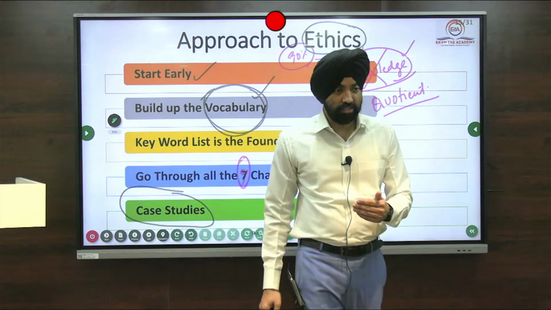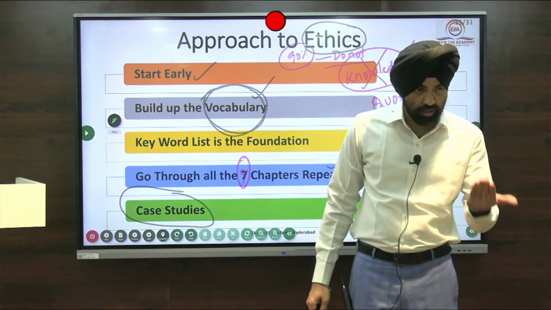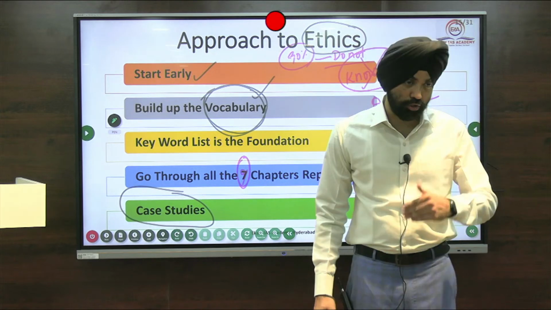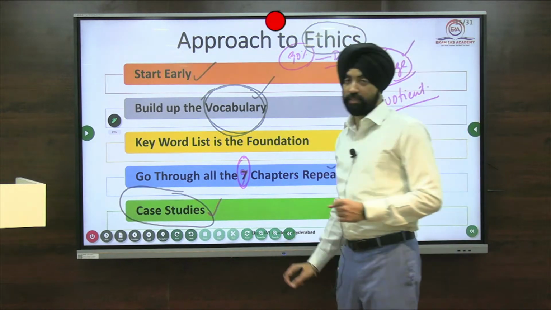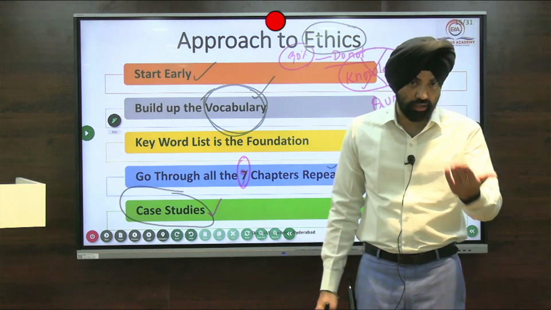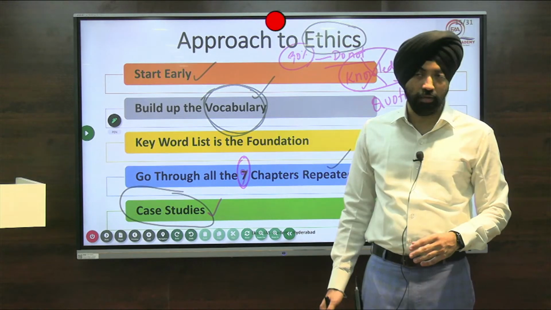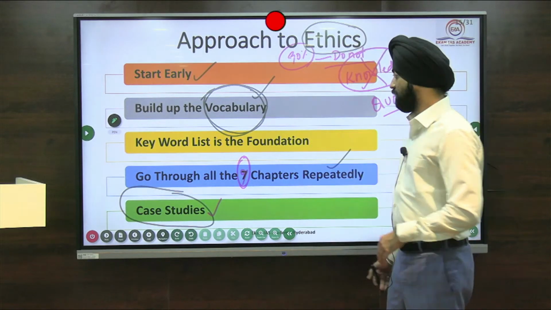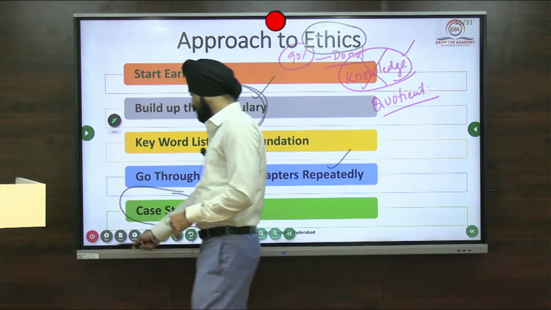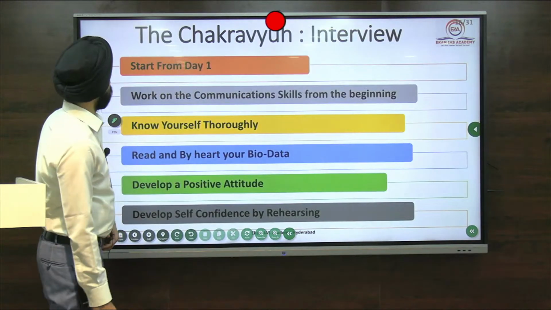Ethics is divided into 2 parts. The theoretical part is paper 1, paper 2 is your case studies part. Many students do not practice case studies at all. They only read the theoretical part and go in the examination. That is when you find it difficult to write certain dimensions in examination. So you have to practice the case studies also.